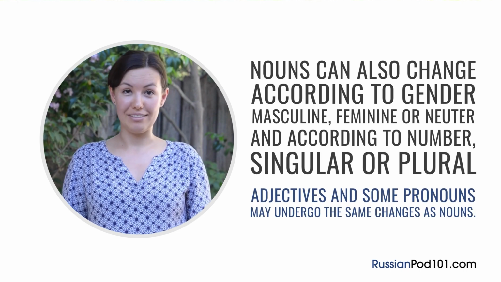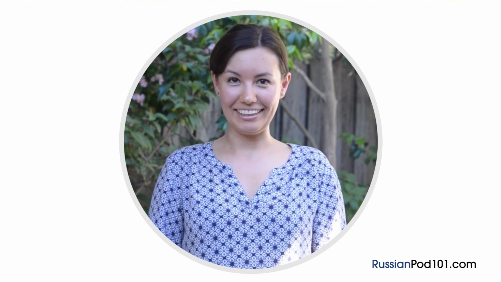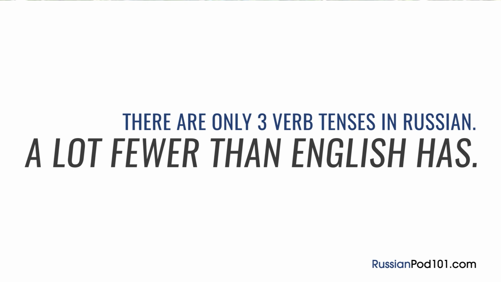Adjectives and some pronouns can undergo the same changes as nouns. But don't you be scared. In some ways, Russian is even easier than English. First, there are no articles in Russian, as opposed to English and some other languages like Spanish or French, which even have gender articles. Secondly, there are only 3 verb tenses in Russian, a lot fewer than English has.